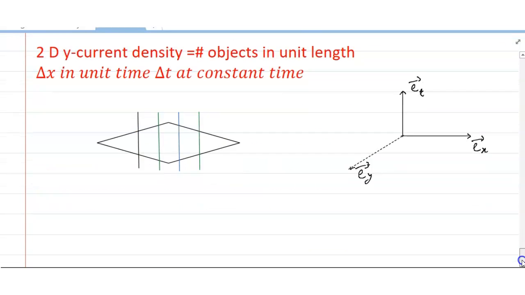In a very simple way. And now we discuss the 2D y current density. The 2D y current density equals the number of objects in unit length del x in unit time del t at constant y. So friends, we see that n_y is equal to number divided by del t times del x, which equals 4, because 4 elements pass through the unit square length.